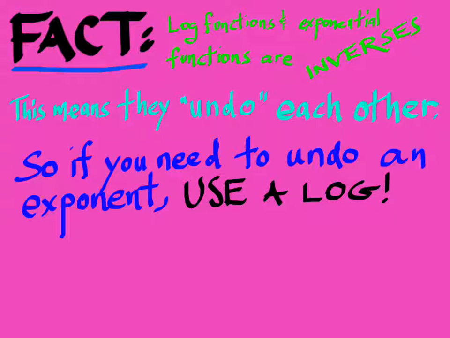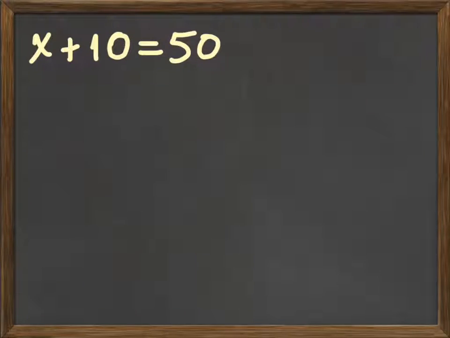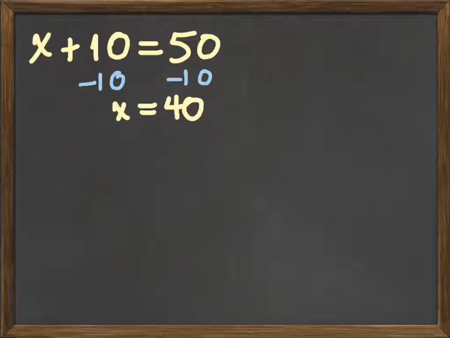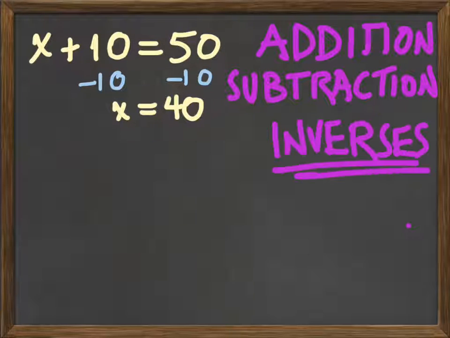Okay? Let me show you. You are familiar with this process of using the inverse operation to solve an equation. You've done that many, many times. Let me show you a couple of simple examples. Let's say you had x plus 10 equals 50. You know exactly what to do with this. You're going to use the inverse process for addition, which is subtraction, and subtract 10 from both sides, and you get x equals 40. You took advantage of the fact that addition and subtraction are inverses of each other.